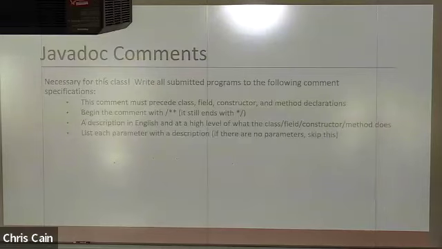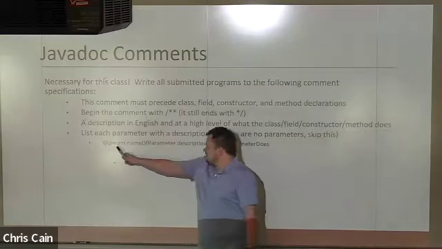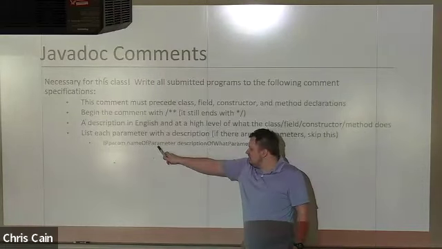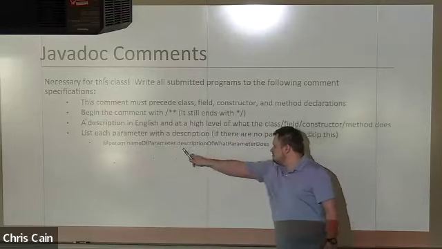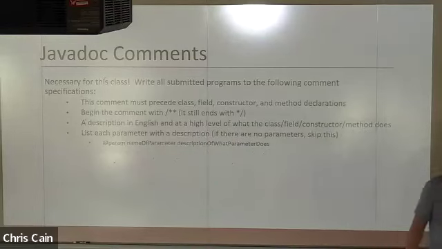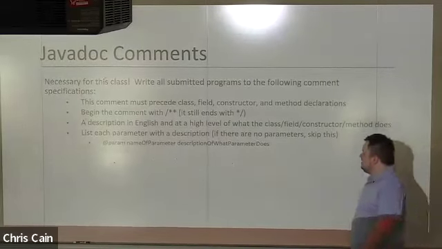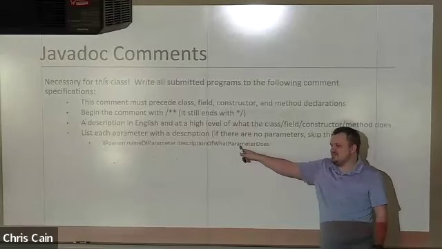Then, if it's a method or a constructor, you will list every parameter on its own line, along with a description of what that parameter represents in English. The syntax for this is you will say @param, the variable name of the parameter, and then an English description of what that parameter does. So @param age, the age of the person object.